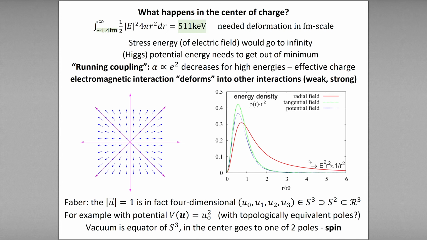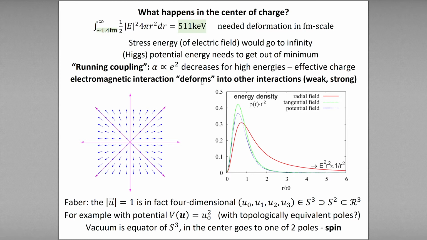Okay, so in the center of the charge we have this regularization that we need to get out of this vacuum state, like these unitary vectors, so not to exceed 511 keV. So there is this Higgs potential activated. The red line is the energy density of electric field. It would go to infinity without this regularization, but it is regularized thanks to activating this Higgs potential, and this tangential field, additional derivative in radial direction. So we get this regularization.